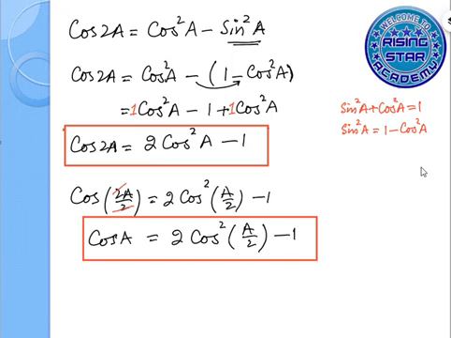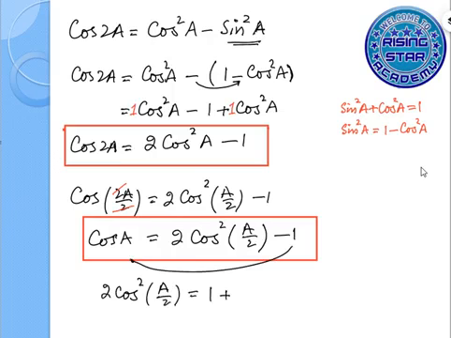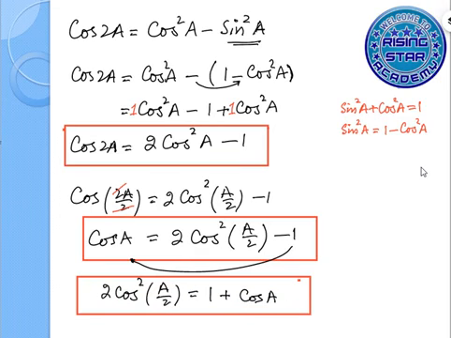We can rearrange it. So 2 cos square of A by 2. I will shift this negative 1 to the other side, so that would become 1 plus cos of A. So 1 plus cos of A is equal to 2 cos square of A by 2.